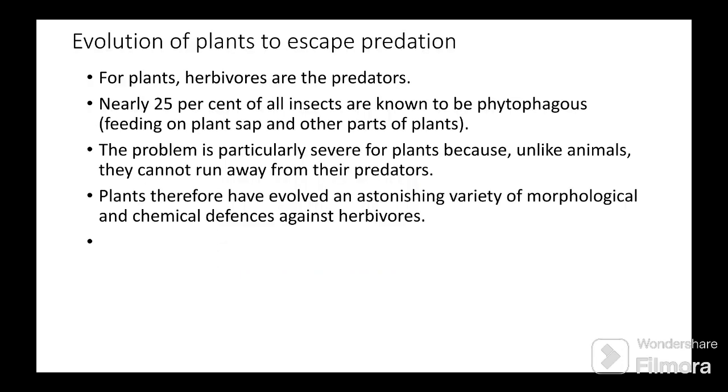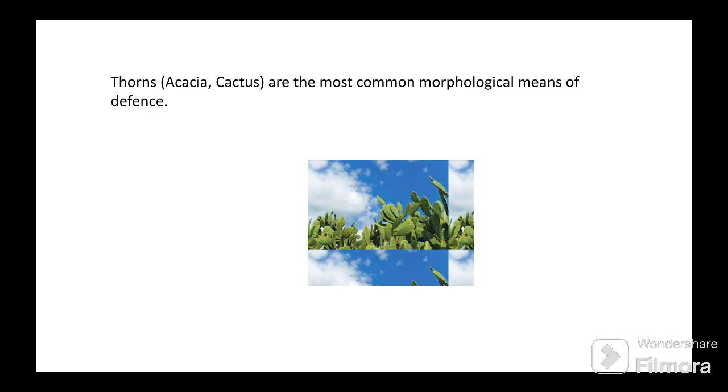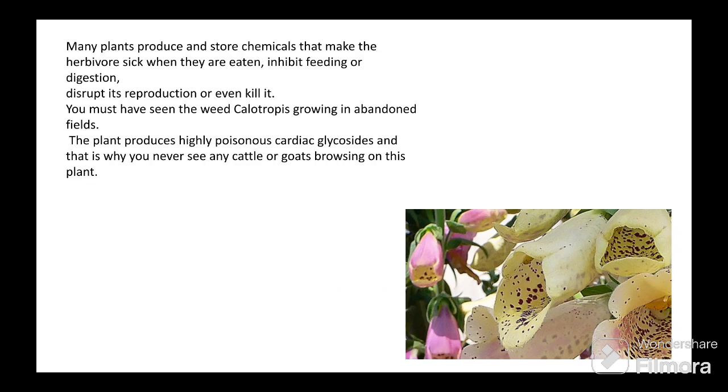As we've already discussed, even an herbivore eating a plant is also predation, so it is difficult for plants as they can't move from place to place. So let us see what are the different adaptations that plants have to escape from predation. Thorns of acacia and cactus are the most common morphological means of defense that a plant has developed. Many plants produce and store chemicals that make the herbivore sick and affect its physiological processes.